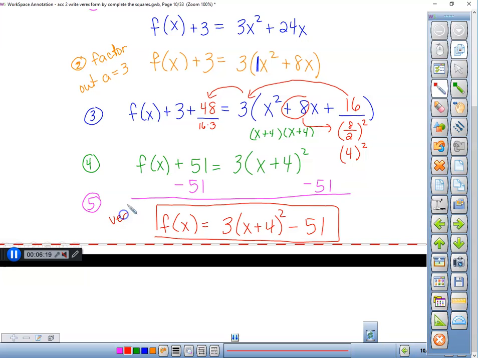So that's our vertex form. And again, we can't forget there was that second part to the instructions: to identify the vertex. Our h value would be the opposite of this plus 4, so it would be a negative 4. And then the negative 51 here is our k, so that's our vertex.